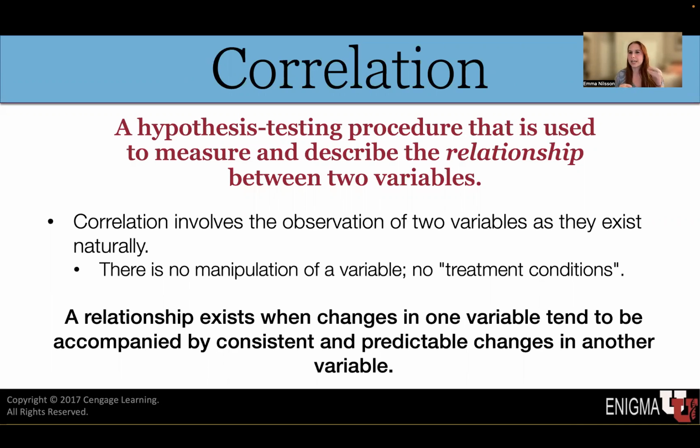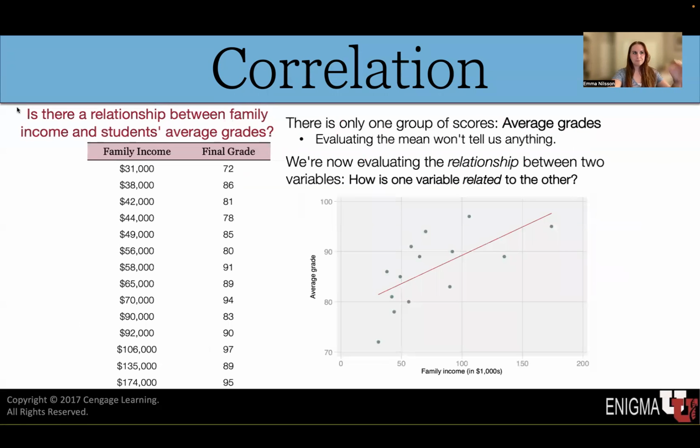And what we mean by a relationship is when changes in one variable, x, tend to be accompanied by consistent and predictable changes in another variable, y. Here's an example of correlation. If our research question was, is there a relationship between family income and students' average grades? What we're going to do is take a sample of families, collect their income, and then collect the final grades of the students in that family.